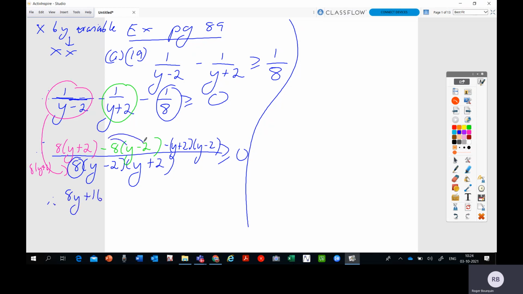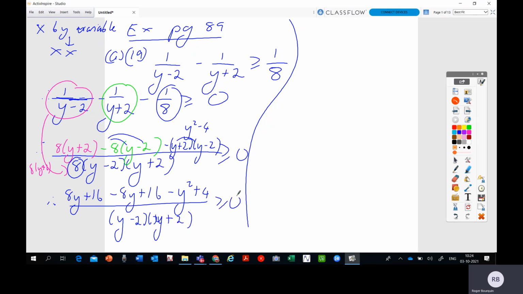Careful of your signs here. Minus 8y plus 16. And then you're going to get y squared. This is y squared minus 4, but when I distribute the negative, it becomes minus y squared plus 4. All over (y minus 2)(y plus 2), and that's bigger than or equal to 0.